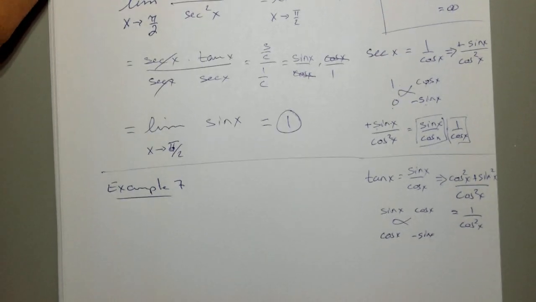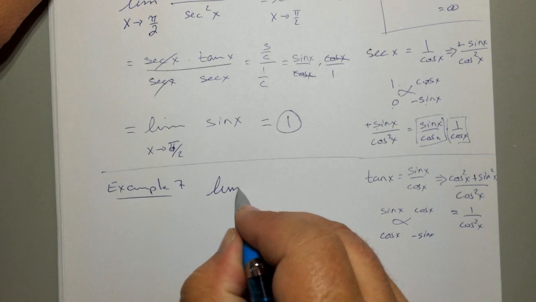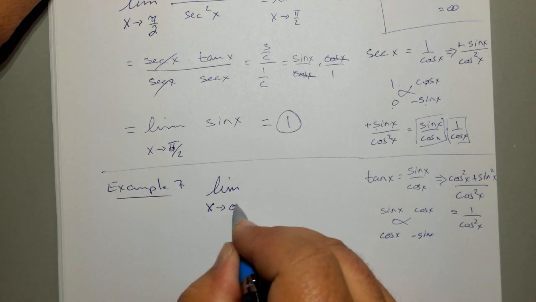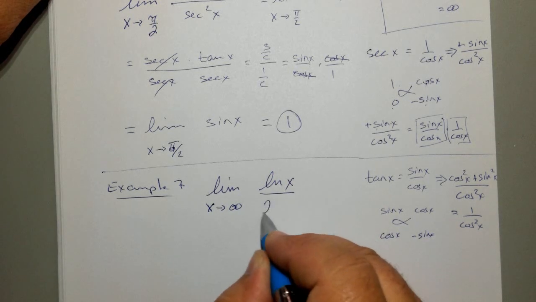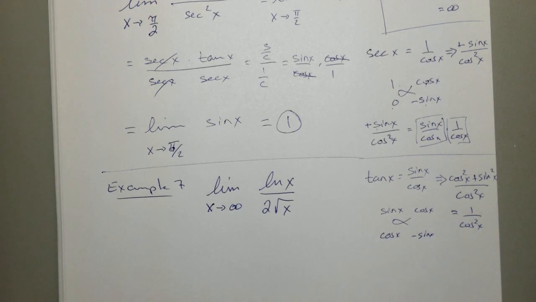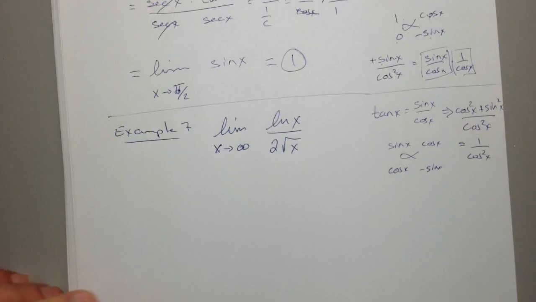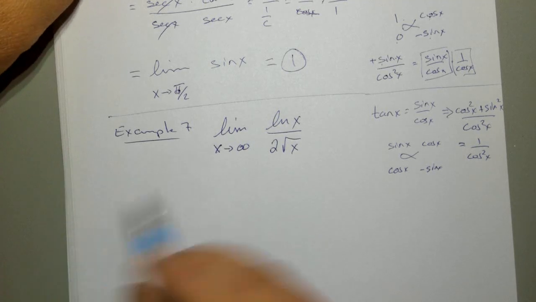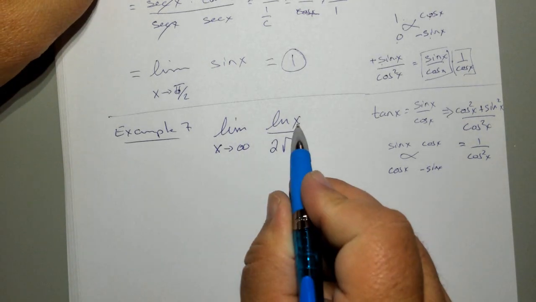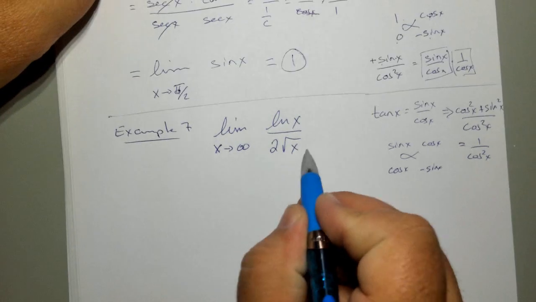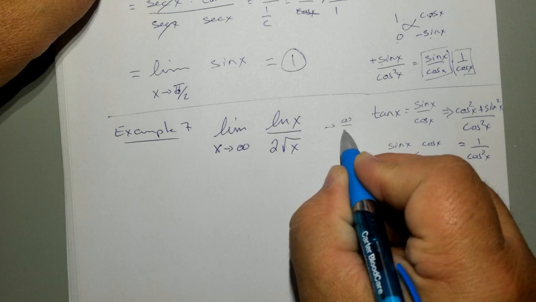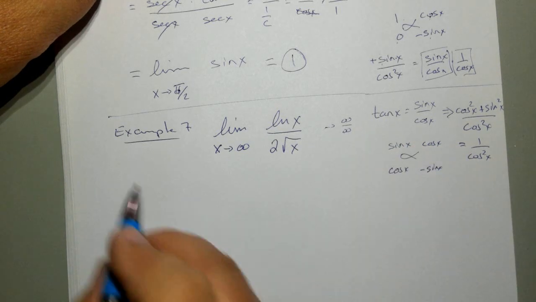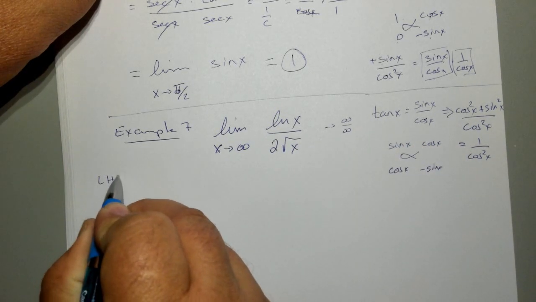Example 7. The limit as x approaches infinity of ln x over 2 radical x. The limit of ln as x goes to infinity is infinity. So we have infinity over infinity. L'Hopital's rule.